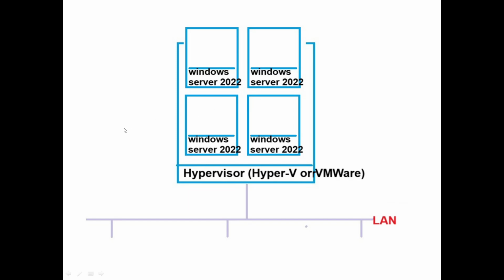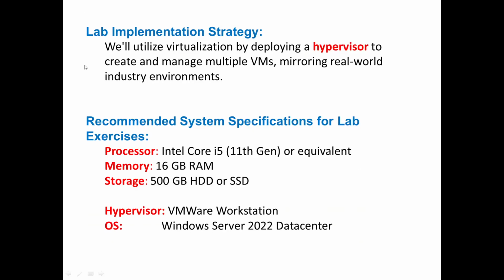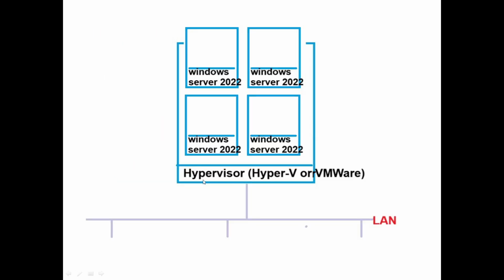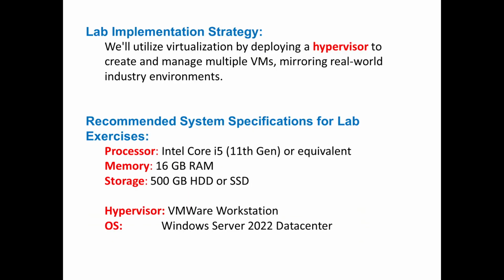In our further videos and practice, for lab implementation, I have made one strategy. What is the strategy? We will utilize virtualization technology by deploying a hypervisor. There are two types of hypervisor actually. The first is bare metal, which is directly installed on the server computer as an operating system. I am not going to use this one. I am going to use the other one, the Type 2 hypervisor, where you have an operating system installed in your computer.